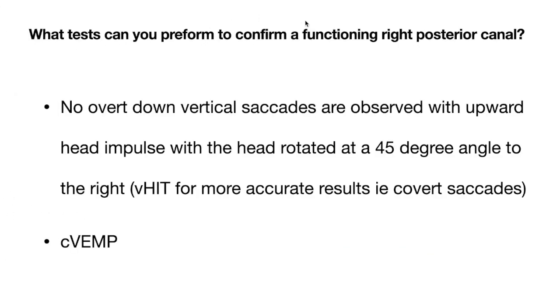So what test can you perform to confirm a functioning right posterior canal? So no overt down vertical saccades are observed with upward head impulse. I don't know why I wrote this so confusing, but when you do an upward head impulse with your head turned to the right at a 45-degree angle, you're not going to see any down vertical saccades. Why? Because your VOR is hopefully intact, and that will indicate an intact right posterior canal. Of course, you could use VHIT for more accurate results for covert saccades.